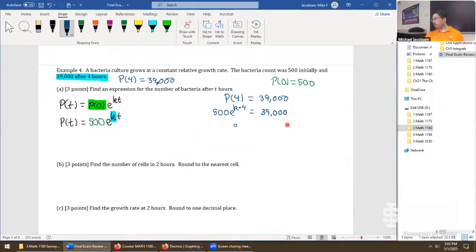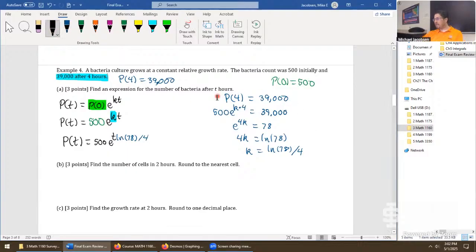So we have e to the 4k is 78. Take the natural log of both sides, and it's just 4k on the left equals natural log 78. Then divide by 4. K is natural log 78 fourths. Then this whole piece right here just goes into that position. And now we have the full specification of the population size at time t. It's 500 e to the power, I'll put a t times natural log 78 fourths.